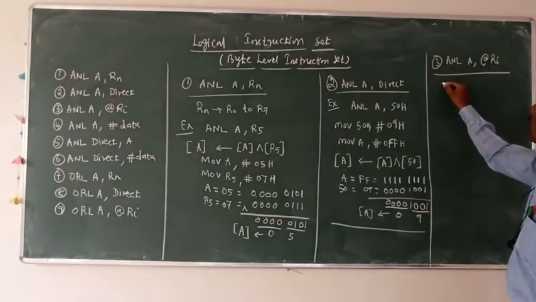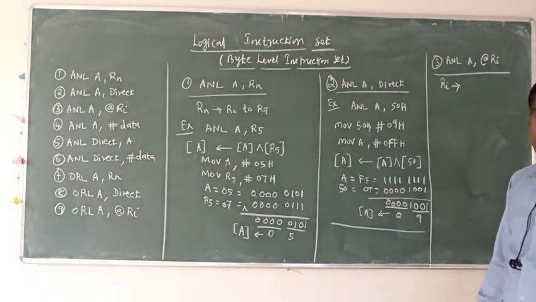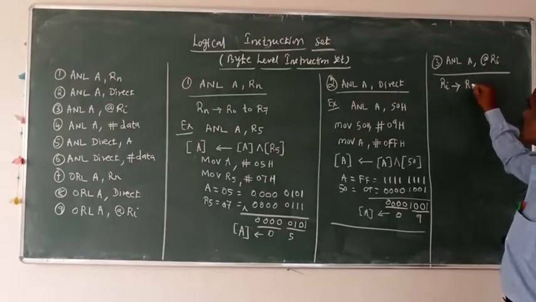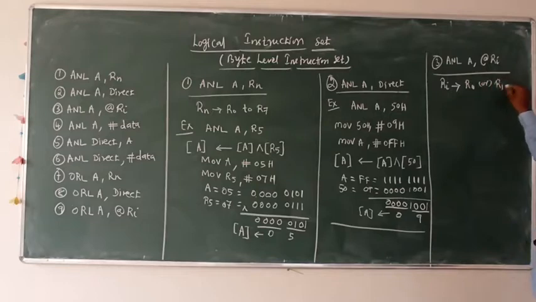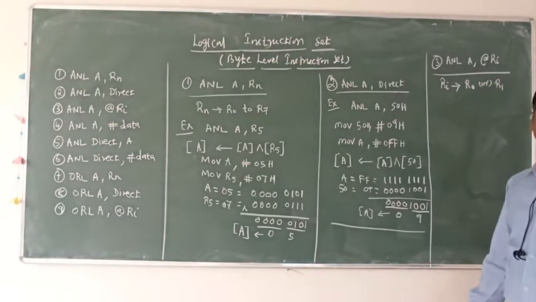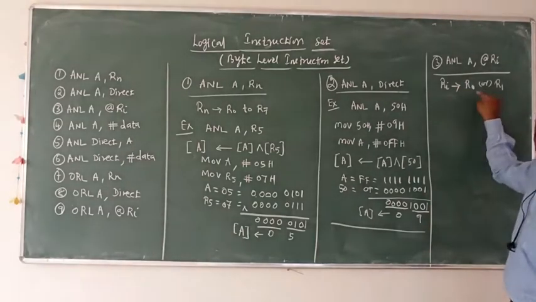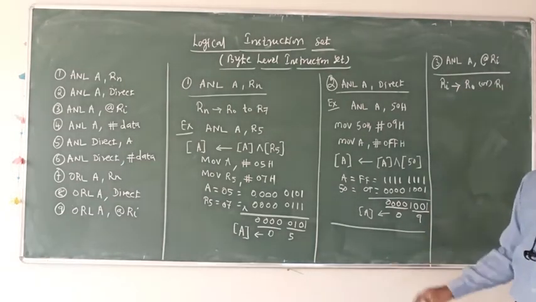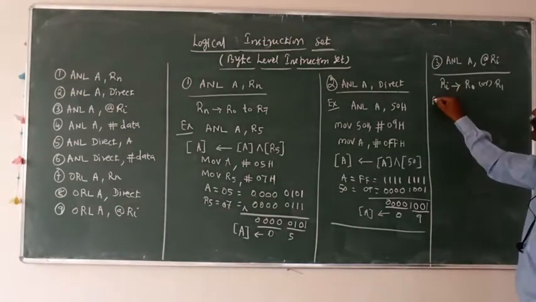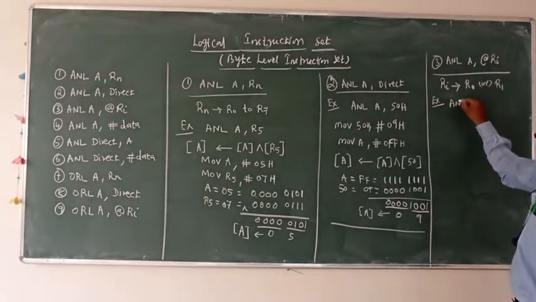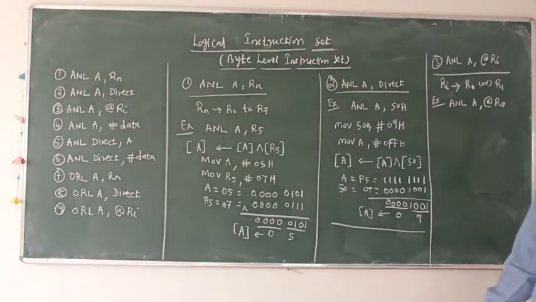Here RI means internal register. Internal register, we can initialize only R0 or R1 register, not some other register. Internal register means we have to use only these two registers, either R0 or R1. Example: A comma at the rate of R0.